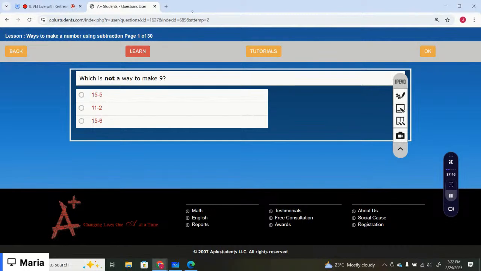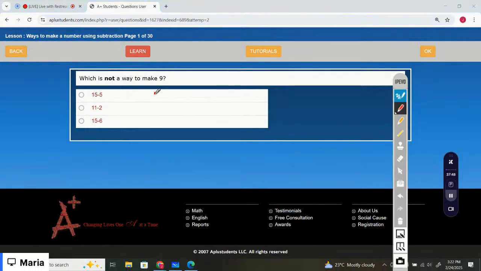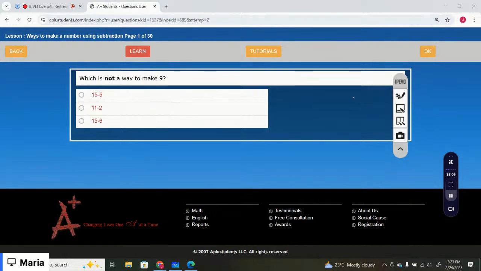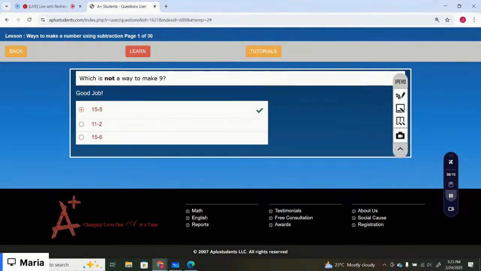So 15 take away 5 is 10. 11 take away 2 is 9. 15 take away 6 is 9. So these are the two that make 9. That is the only one that is not a way to make 9. So option number 1 is the correct option. That is 15 take away 5 is 10. Option number 1 is the correct option.